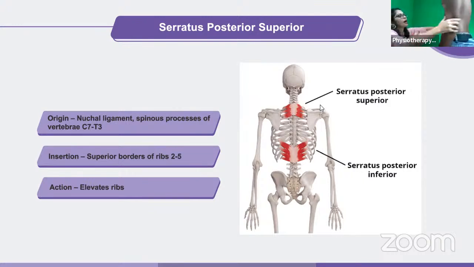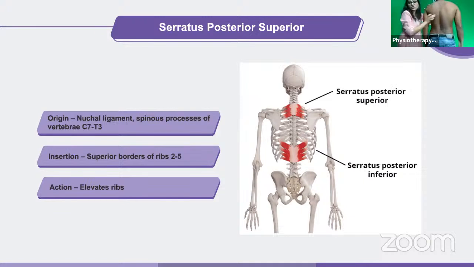So, I have marked here C7. I have marked C7 to T3. Okay, only this much part. So, only three vertebrae, C7 to T3. From here, what is the orientation of the muscle? It is going downwards, like this, and it is getting attached to the ribs.